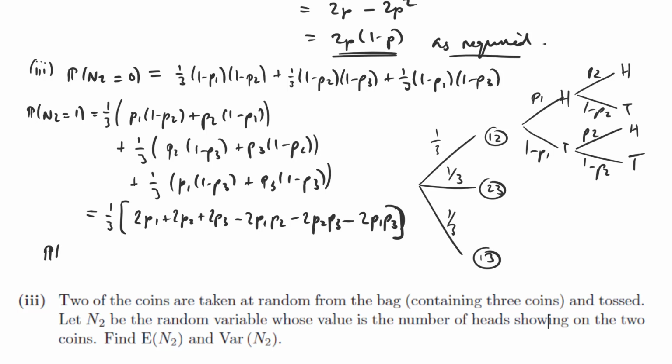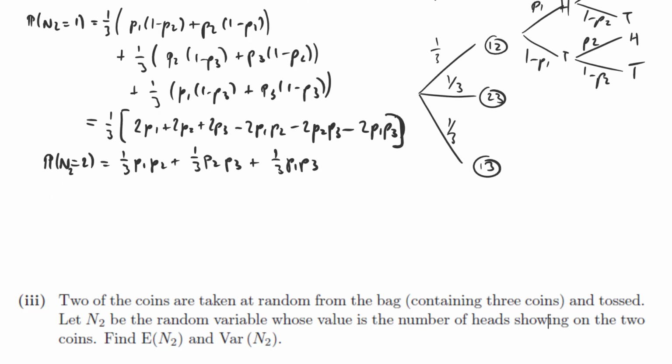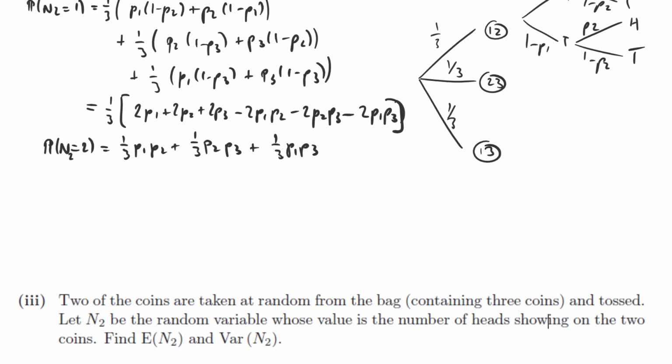So the final case is that the probability that n2 is 2, i.e. that I get 2 heads, so that's 1/3 times, this is the easiest case, I think, p1 p2, plus a third times p2 p3, plus a third times p1 p3. Okay, so this happens a lot in STEP questions. We've got some slightly tricky algebra, but once I've written this down, in principle, working out the expectation and the variance is relatively straightforward, because I've just got to use exactly the same formula as before.